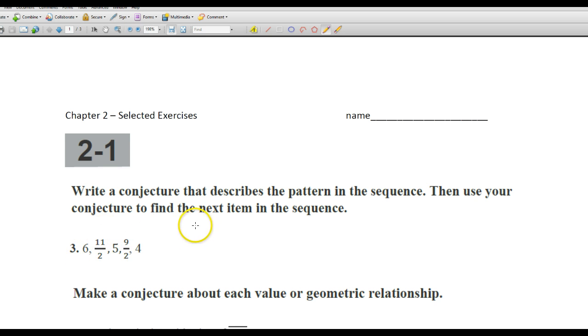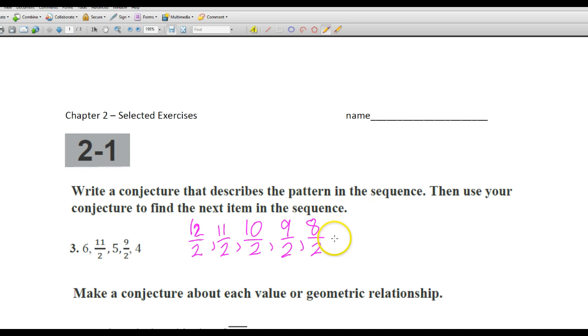So we can write 6 as 12 over 2. We can write 5 as 10 over 2. And we can write 4 as 8 over 2. I think this way it's much clearer what's going on. So each item is 1/2 less than the previous item. So subtract a half, we have 11 halves, subtract a half, 10 halves, 9 halves, 8 halves.